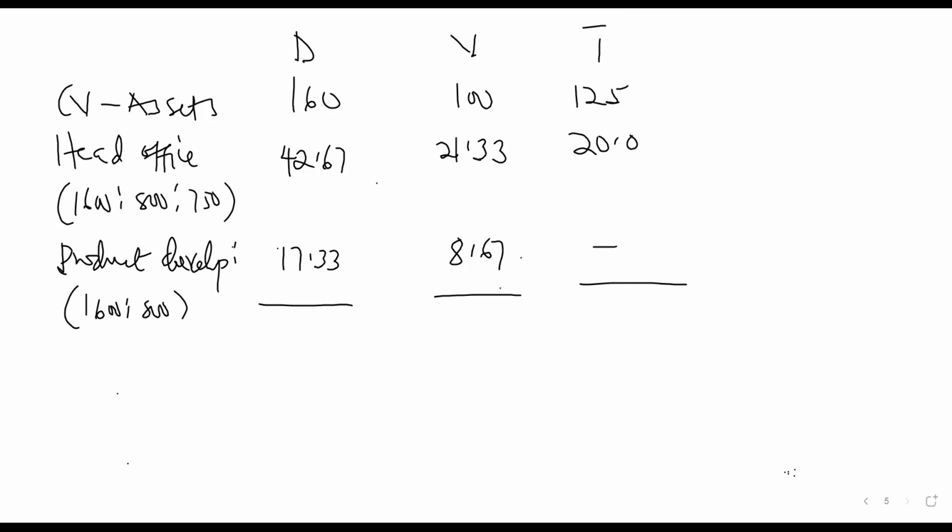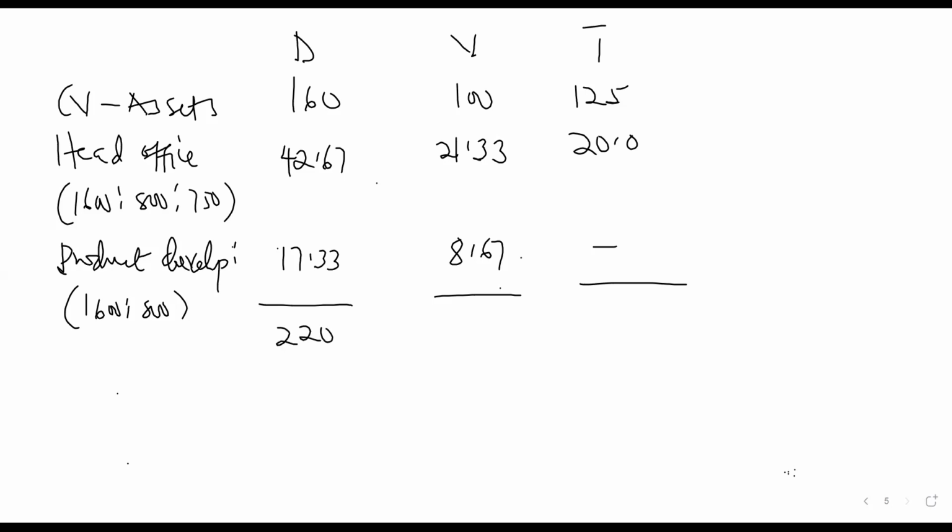So this is the carrying value of the asset we now have. This is the total value of the company now. So let's now find the total value of the company. 220. So with D is 220.